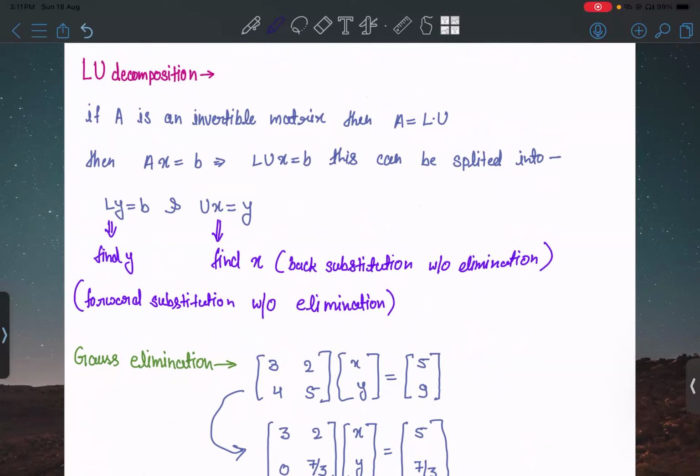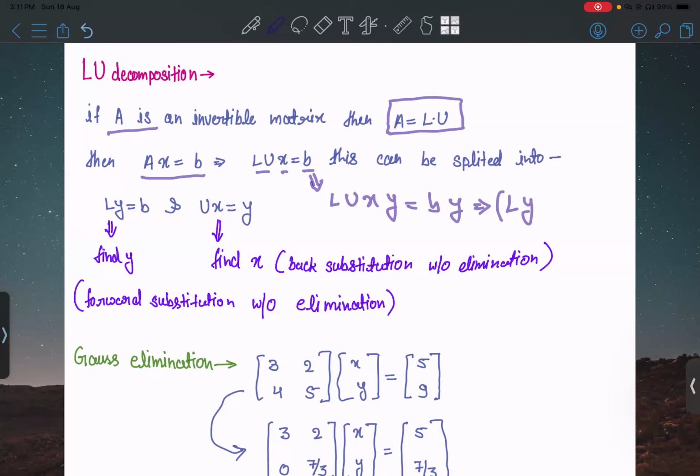So here is the theory. LU decomposition: if A is an invertible matrix, then A can be decomposed in L and U form. Then AX equal to B can be written as LUX equal to B. And if I multiply some Y in this equation, what will I get? LUX equal to B, and this I can write as L times UX equal to B.